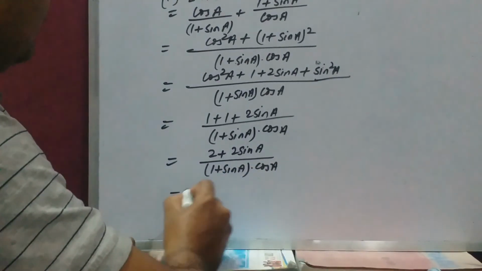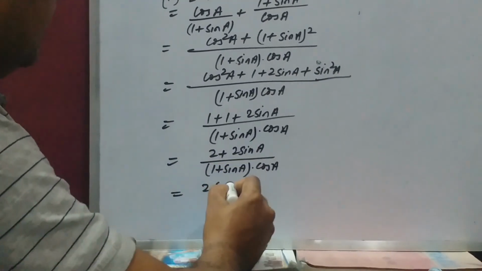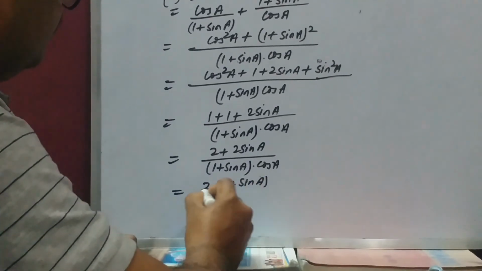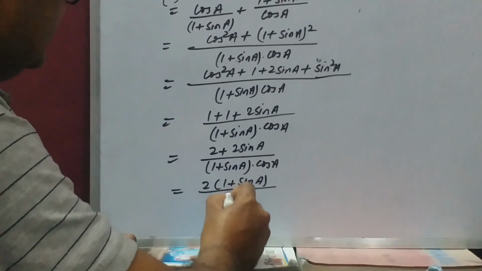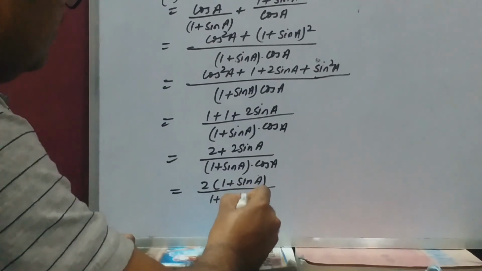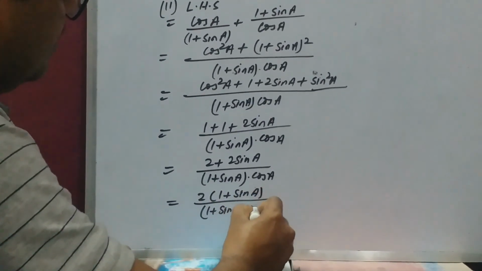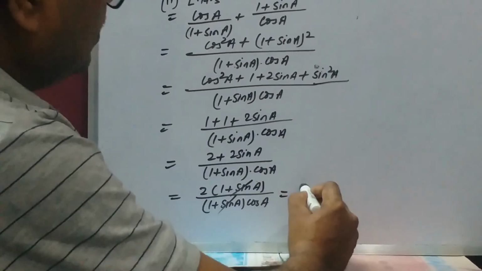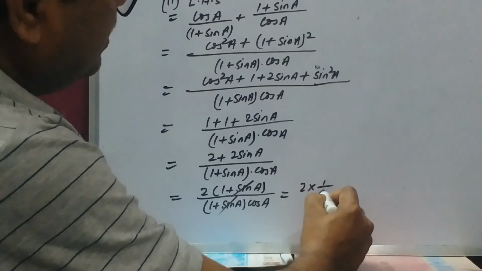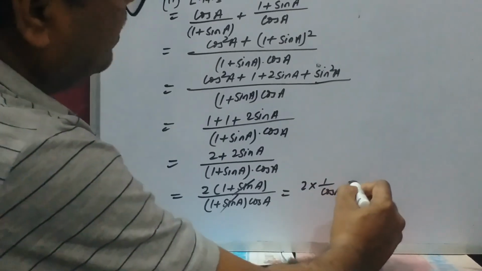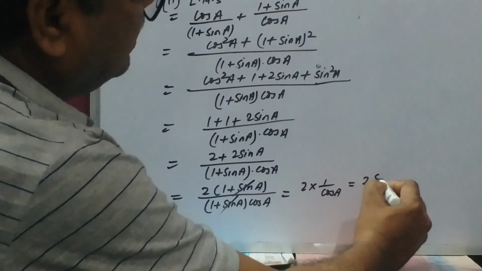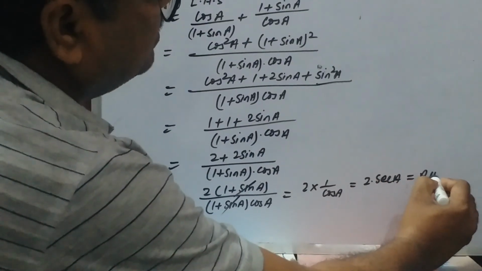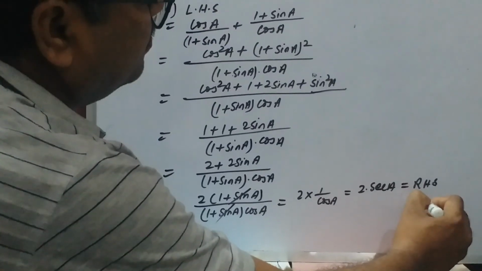Now 2 will be taken as common here. 1 plus sin A into cos A. This will be cancelled out. Now 2 into 1 by cos A, and this will be written 2 into sec A, and this is your RHS. Hence proof.